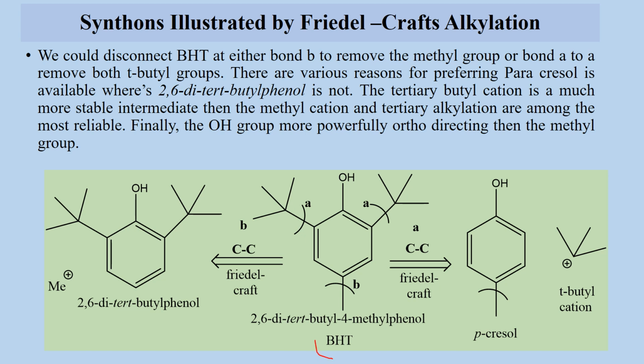Here it is BHT. There are three alkyl groups, two are tertiary butyl groups, and one is a methyl group. So if we disconnect the tertiary butyl groups, then we get p-cresol and a tertiary butyl cation. Tertiary butyl cation is easy to add on the aromatic ring. And the second option is that we disconnect this methyl group so that 2,6-di-tertiary butyl phenol is obtained along with this synthon. But this is not the feasible one, as p-cresol is an easily available starting material. So in one step it is alkylated at the ortho position of OH.